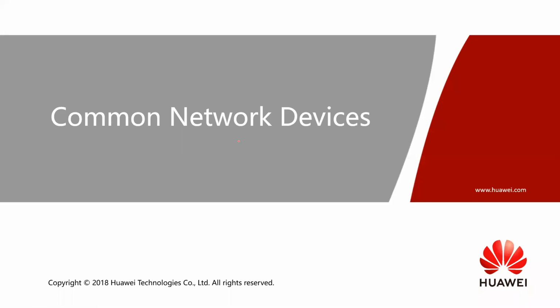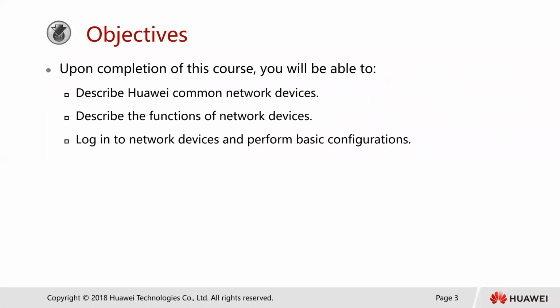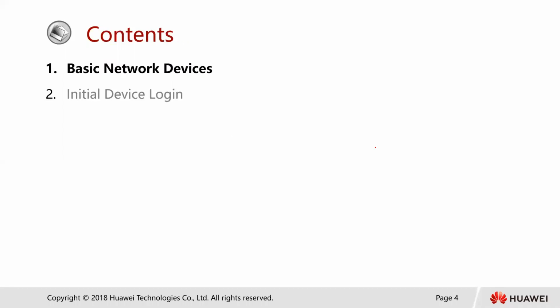We can continue. Okay. So we all know that network devices are the basic components of a network, isn't it? So when planning and constructing a network, you need to deploy and configure the network devices to meet the network connection or network security requirements. So upon completion of this course, you'll be able to describe some of the common Huawei devices, describe the functions of network devices, and log in to devices and perform basic configurations. But we're not going to do this in this chapter. I will cover it in our detailed practical session.